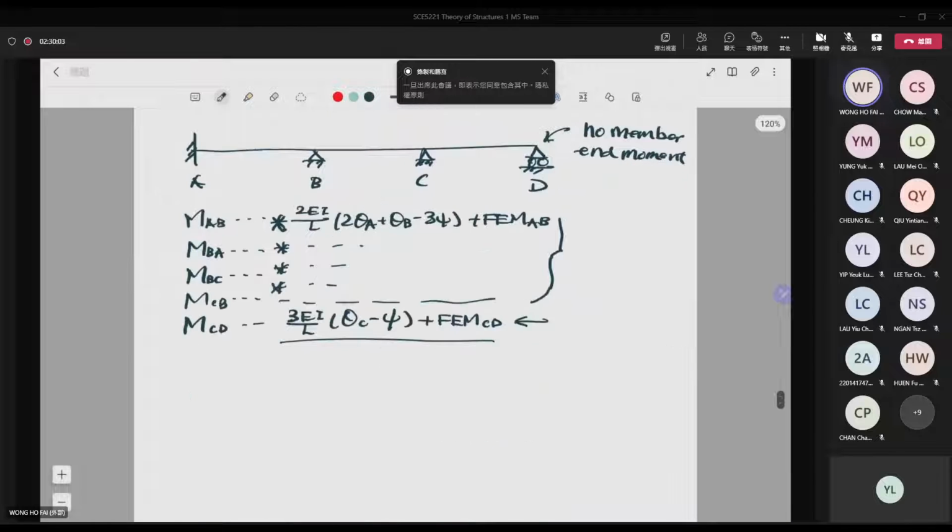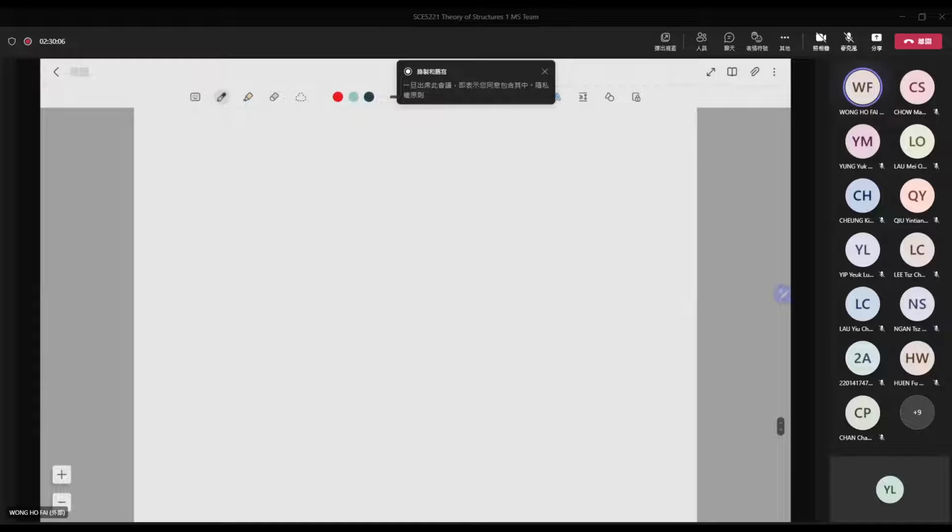Let me illustrate one example for you, and then you can know the powerfulness of this example. Say, for example, you have a beam like that. This is A, B, C, and then a D. Again, you will have the fixed end moment like that, and then you will try to find the so-called member end moment.